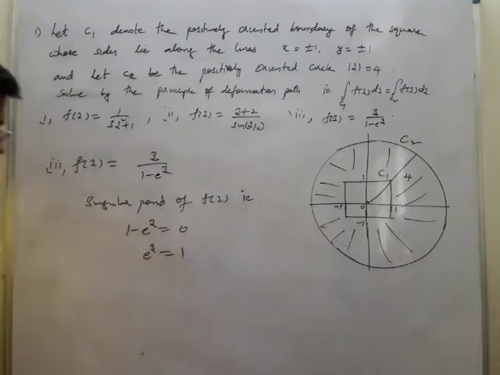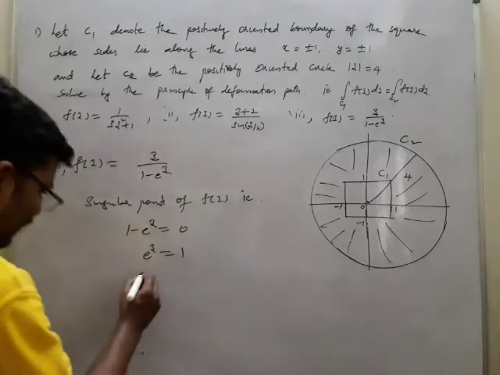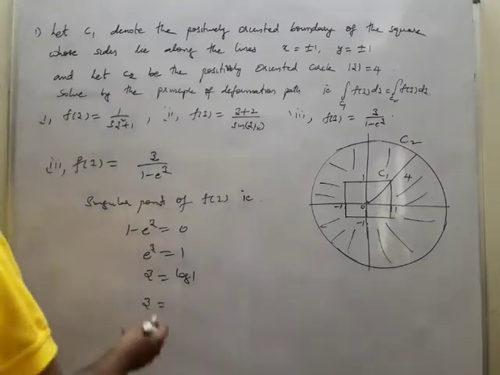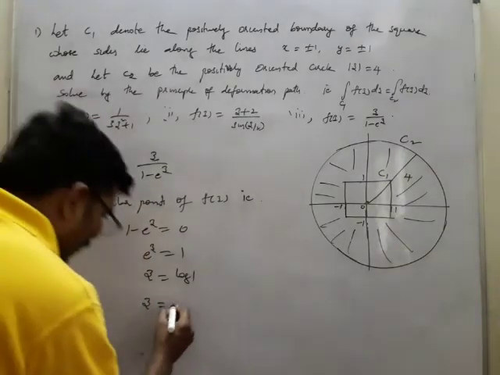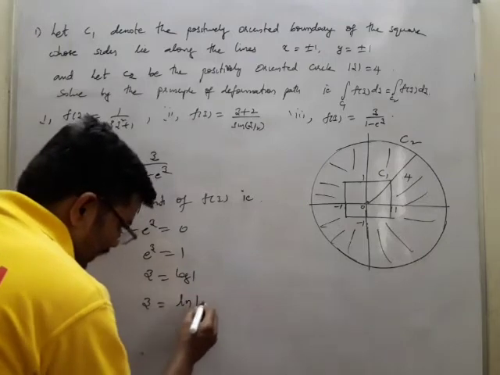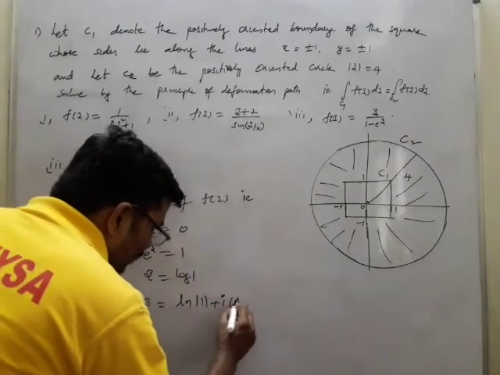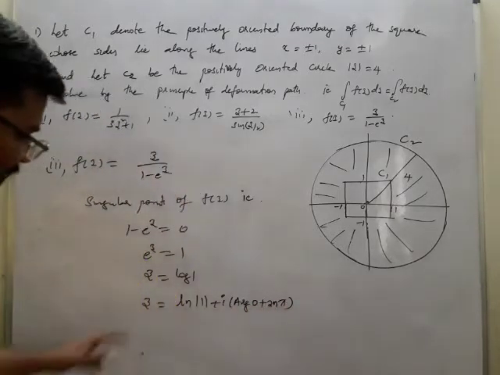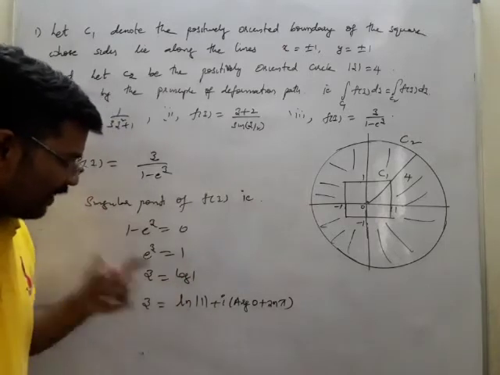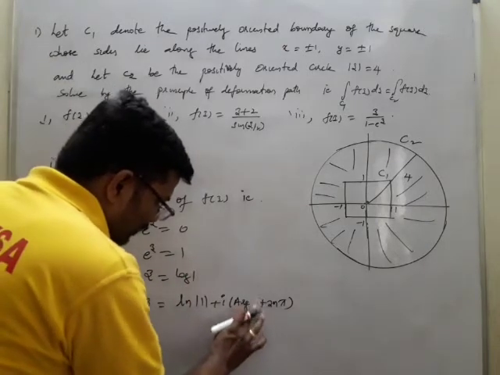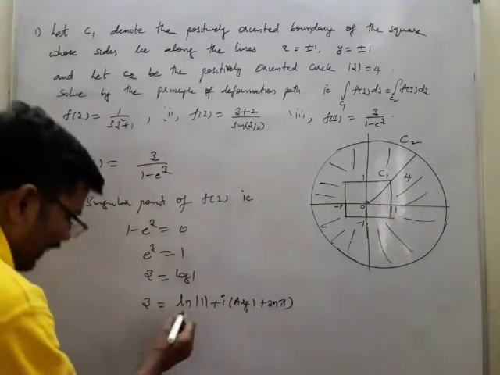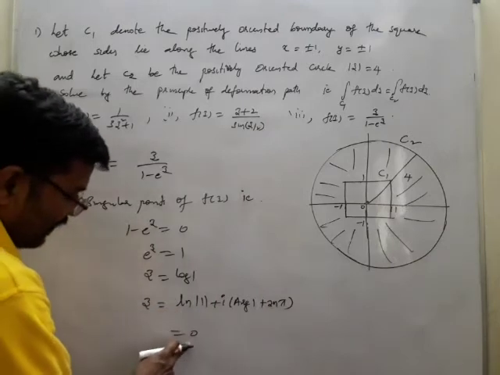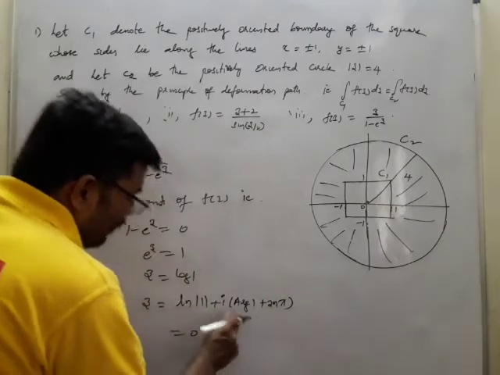So e power z is equal to 1. Now z is equal to log 1. I can use the formula for the logarithm: z is ln of mod of 1 plus i into argument of 1 plus 2n pi. So ln of 1 is nothing but 0. This is the formula for the logarithmic value. Above that, it is 0 plus i into argument of 1.